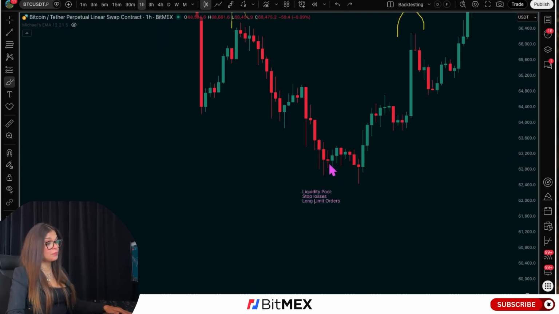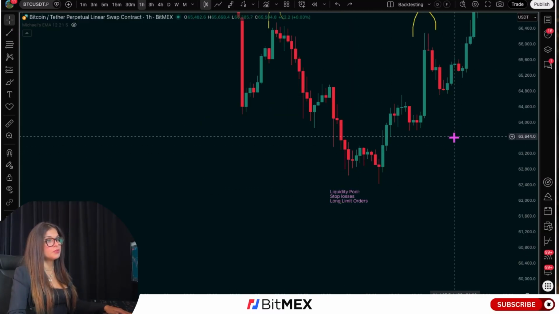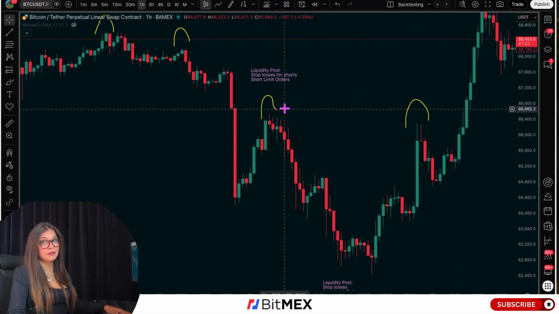So think about what happened here. The traders that went long just got stopped out because they had their stop loss right here. And the long limit orders got filled on the swing failure pattern. Now, this is a bullish example. Now, let's have a look at a bearish example.